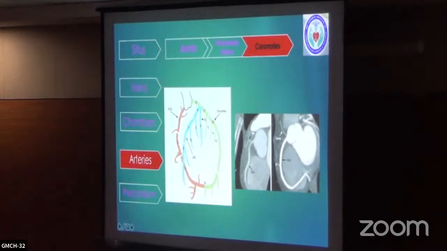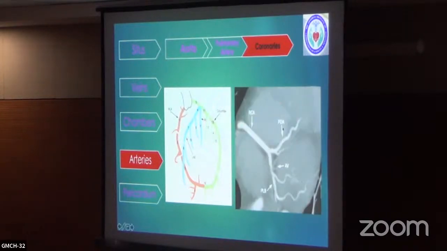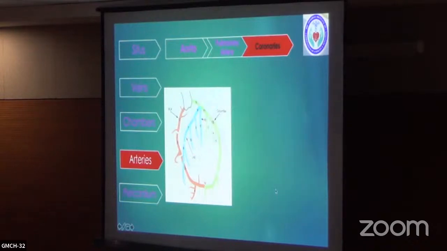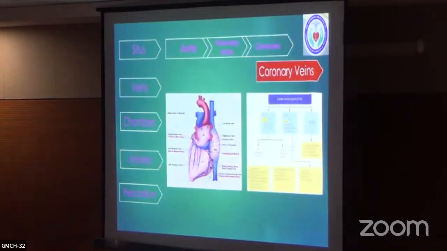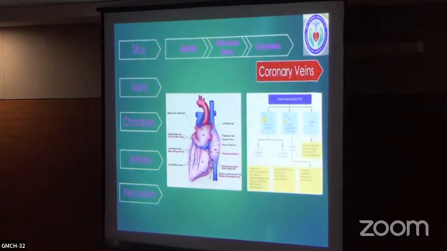So I'll just briefly show you some pictures, since I don't have much time. This is the right coronary artery, and that divides into the posterior descending artery, the PDA, and the PLV. And this is the left main, which divides into left anterior descending and the left circumflex. The LAD gives rise to the diagonals, and the LCX gives rise to the obtuse marginals. I'll just try and finish before my time runs out.